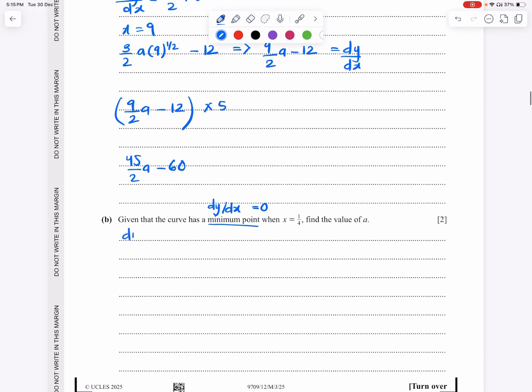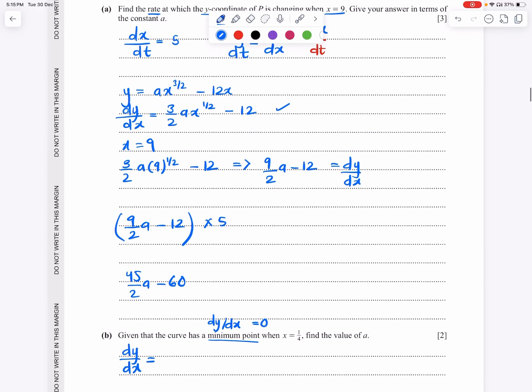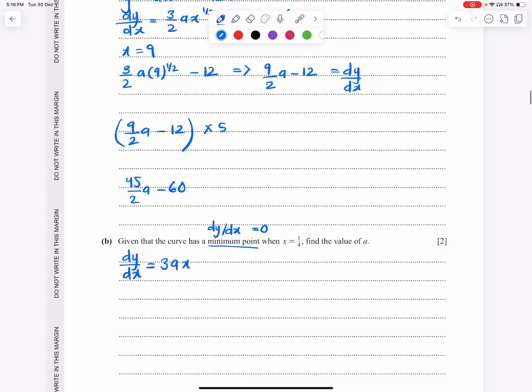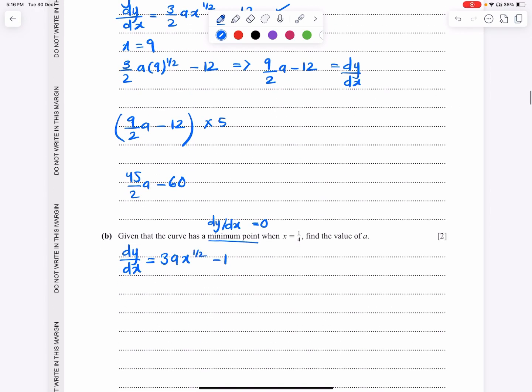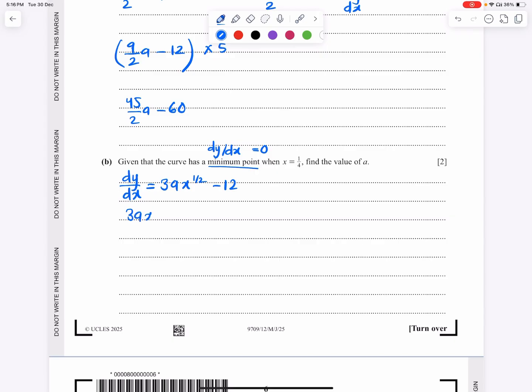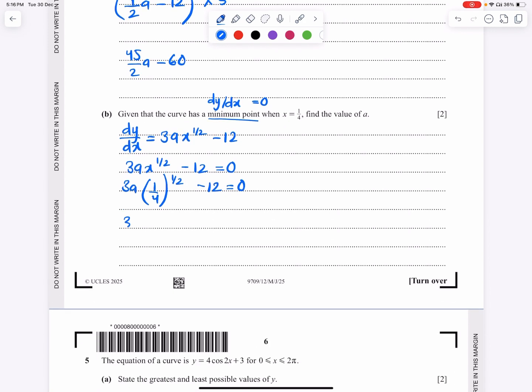So dy by dx is equal to 3 a x raised to power 1 over 2 minus 12. I'm going to put this equal to 0, and I'm also going to plug in x as 1 over 4, and that's going to basically become 3 a times 1 over 4 raised to power 1 over 2 is equal to 12, and a is therefore going to be 16.